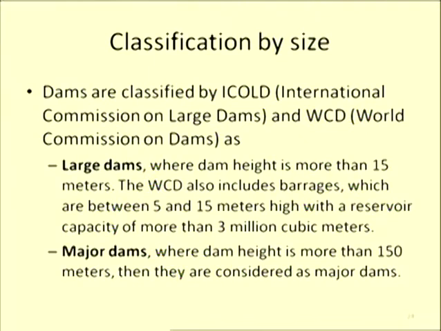In case of the height going beyond 150 meters, they are considered as major dams or major projects in terms of dams. So major dams, where the dam height is more than 150 meters, are classified as major dams. Looking at Sardar Sarovar dam, the height is 138. It's a very major project, but as per this definition, it is lower than that. Bhakra goes above this, so that would be considered a major dam.